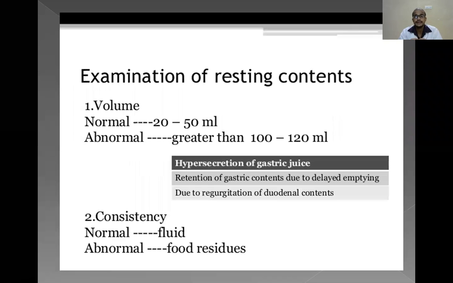In the first one, coming to the examination of the resting contents. The normal volume is 20 to 50 ml, and abnormal can be greater than 100 to 120 ml. And consistency, normally it is fluid, and we will see for any abnormality, maybe any food residues or any other substance present in the gastric juice or not.